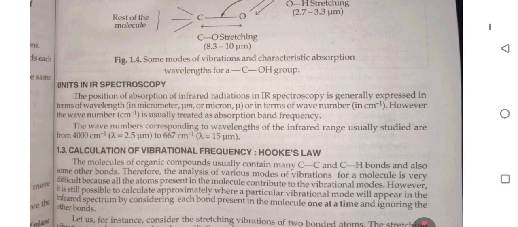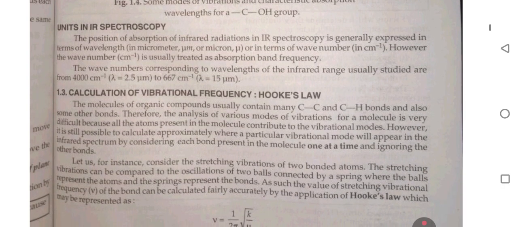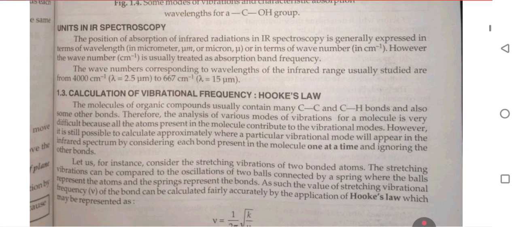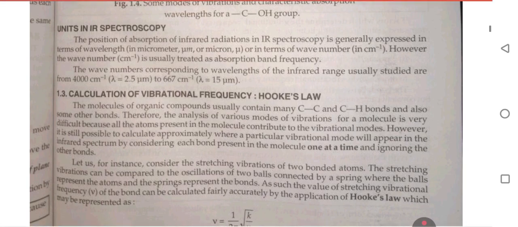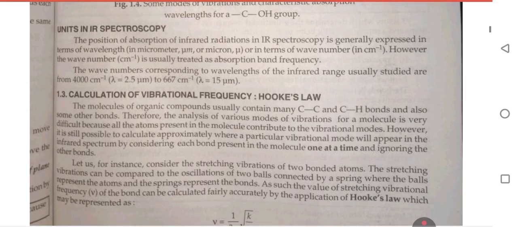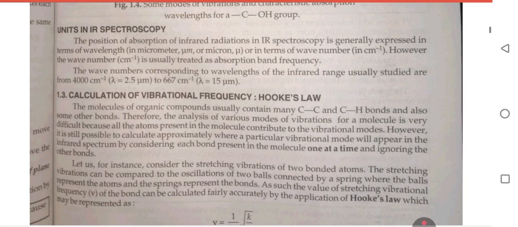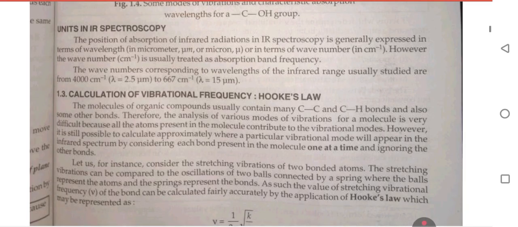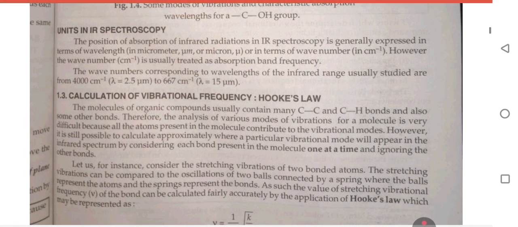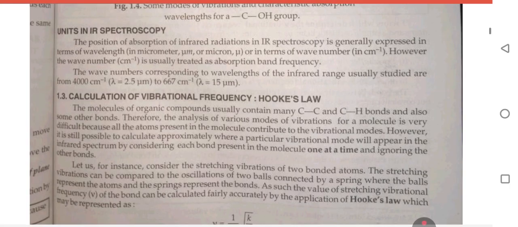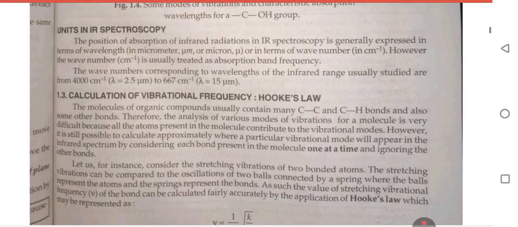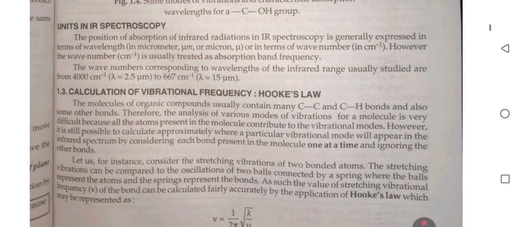Unit in IR spectroscopy. The position of absorption of infrared radiation in IR spectroscopy is generally expressed in terms of wavelength or in terms of wave number in centimeter inverse. However, the wave number is usually treated as absorption band frequency. The wave number corresponding to the wavelength of the infrared range usually studied is from 4000 centimeter inverse to 667 centimeter inverse.